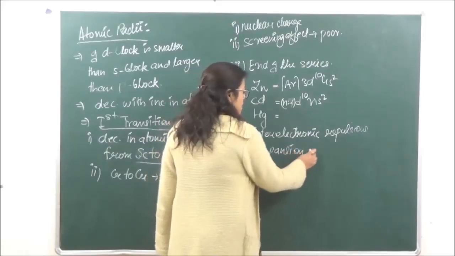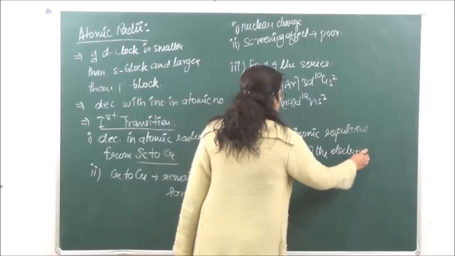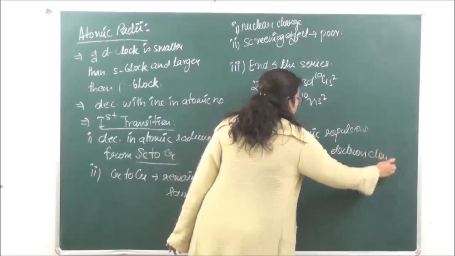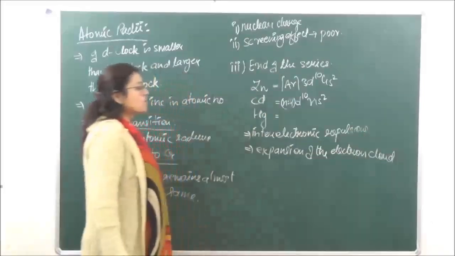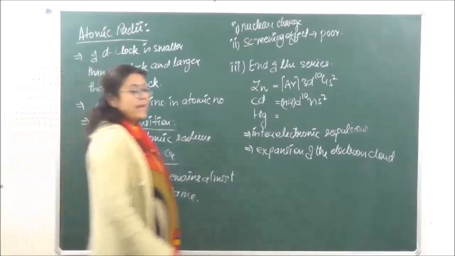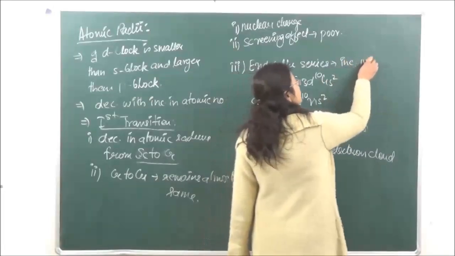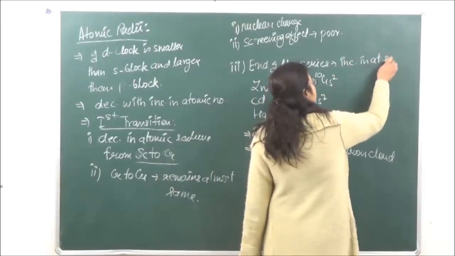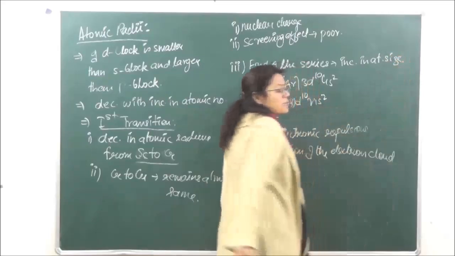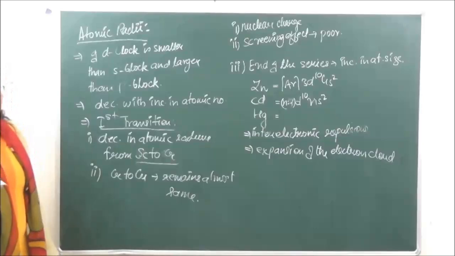expansion of the electron cloud. Because of the expansion of this electron cloud, at the end of the series, there is always going to be increase in atomic size. Okay, so basically we come across 3 things over here.